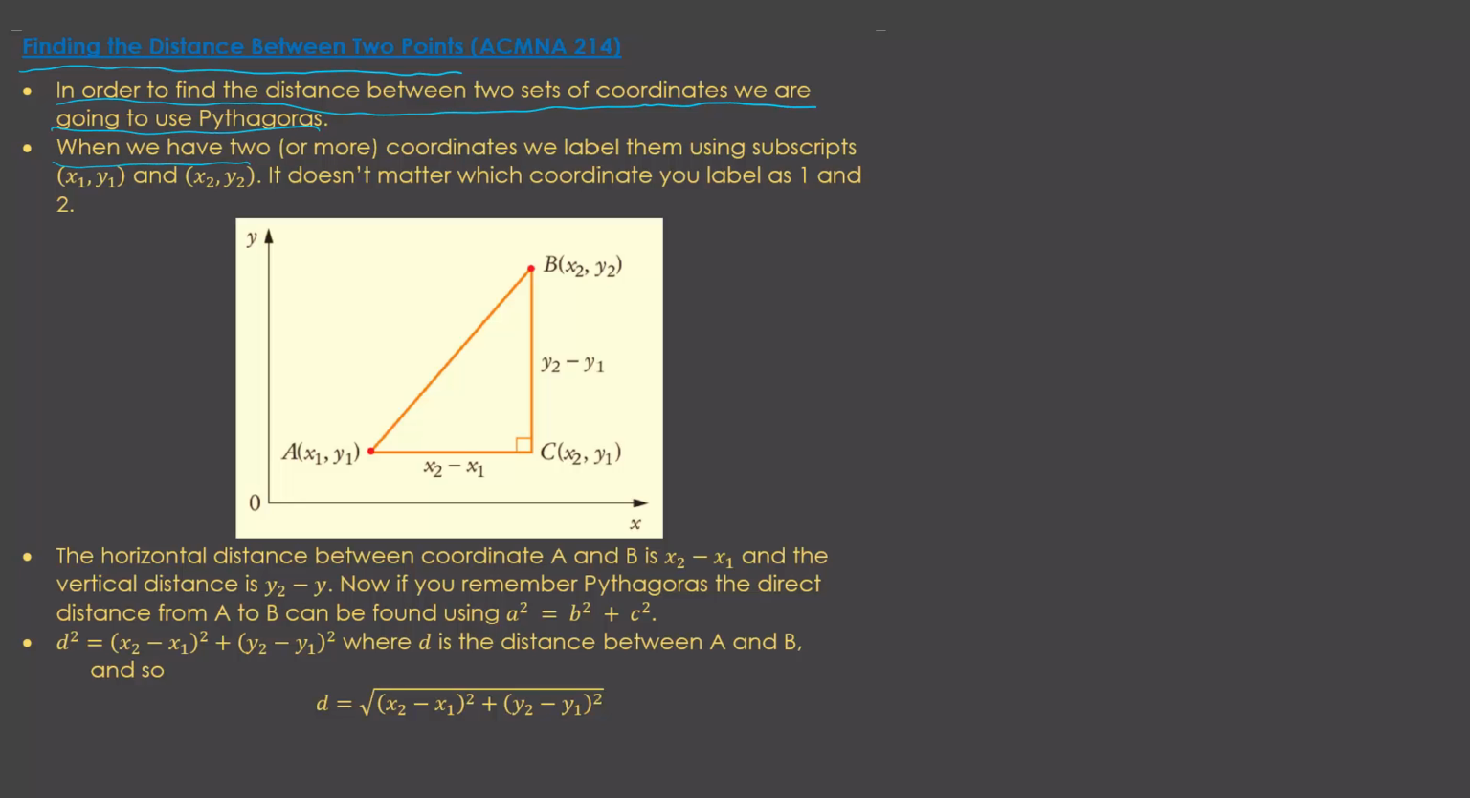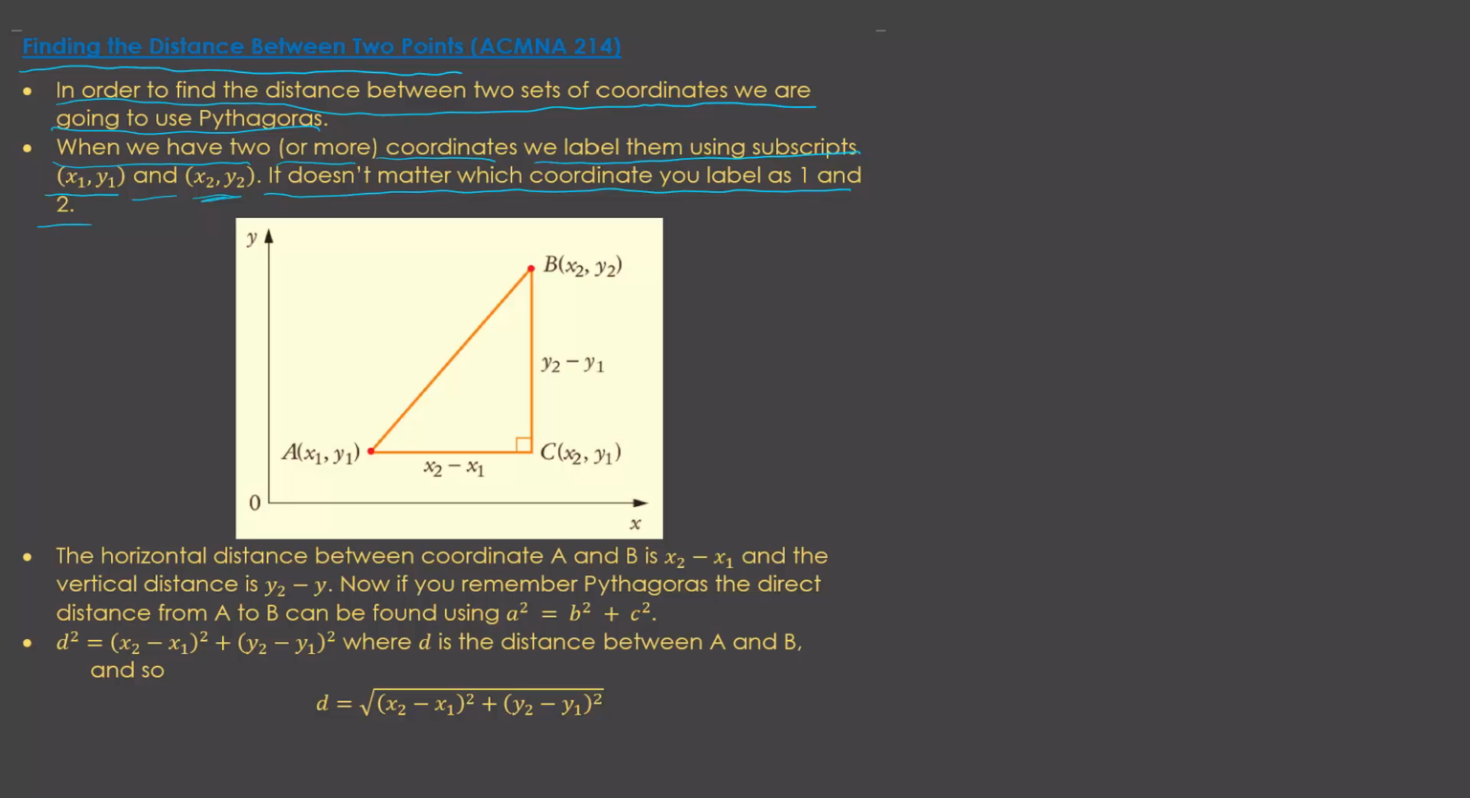When we have two or more coordinates, we label them using subscripts. So the first point we might call x1, y1, and the second point x2, y2, and then if we had a third point, x3, y3, and so on. It doesn't matter which coordinate you label as 1 and which one you label as 2.